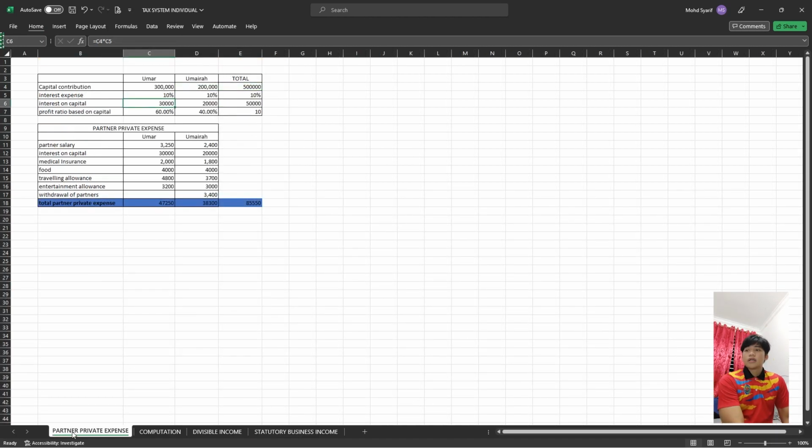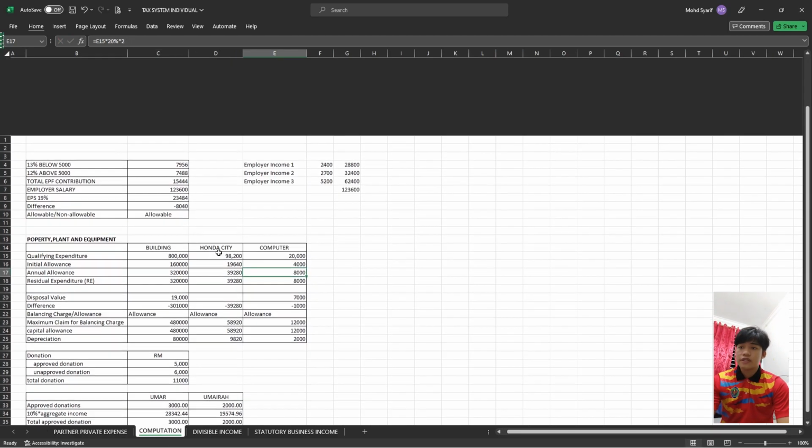First of all, from the tax computation system, we need to understand the basics. The first table tells us that the interest on capital is 30k, which is the capital contribution multiplied by the interest rate of 10%. We get that formula by multiplying it. For the partner private expense, we just need to total it for Umar and Umaira: partner salaries, interest on capital, medical insurance, food, traveling allowances, entertainment allowances, and withdrawal of partners.